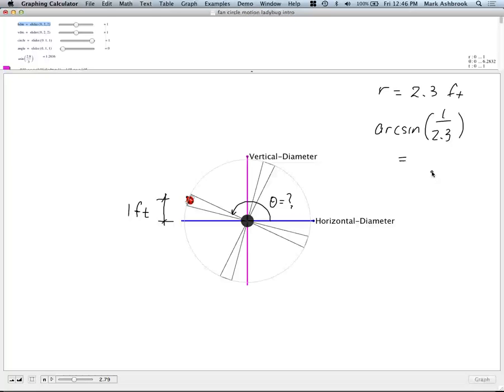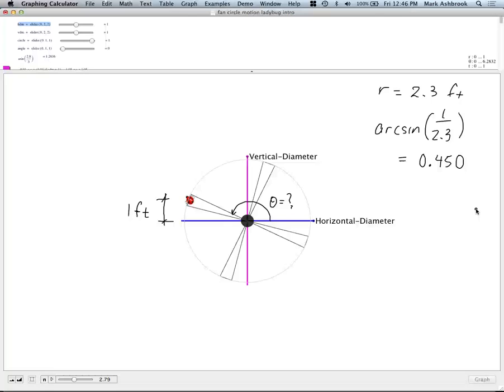The angle that it gives us will be between what and what? Negative pi over 2 and pi over 2. So I think it is 0.45? How about one more decimal place? 0.450. Yeah. Perfect.